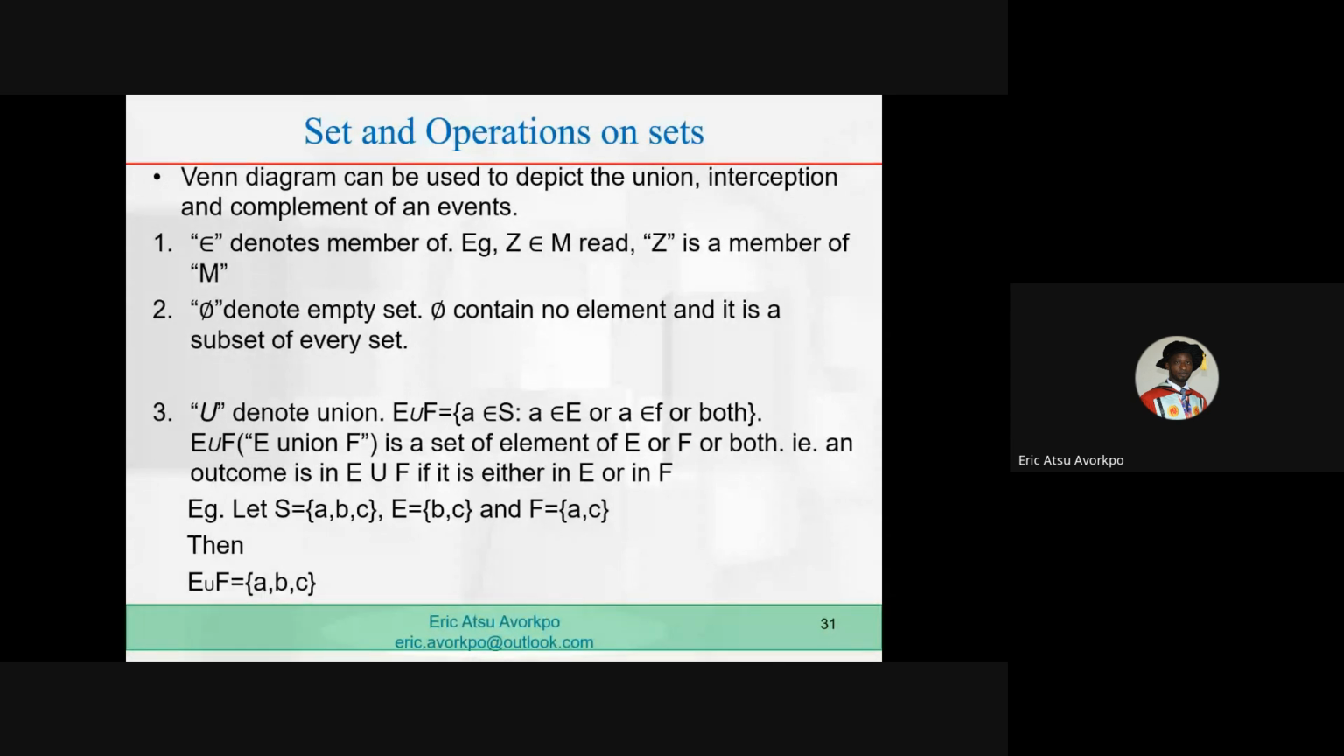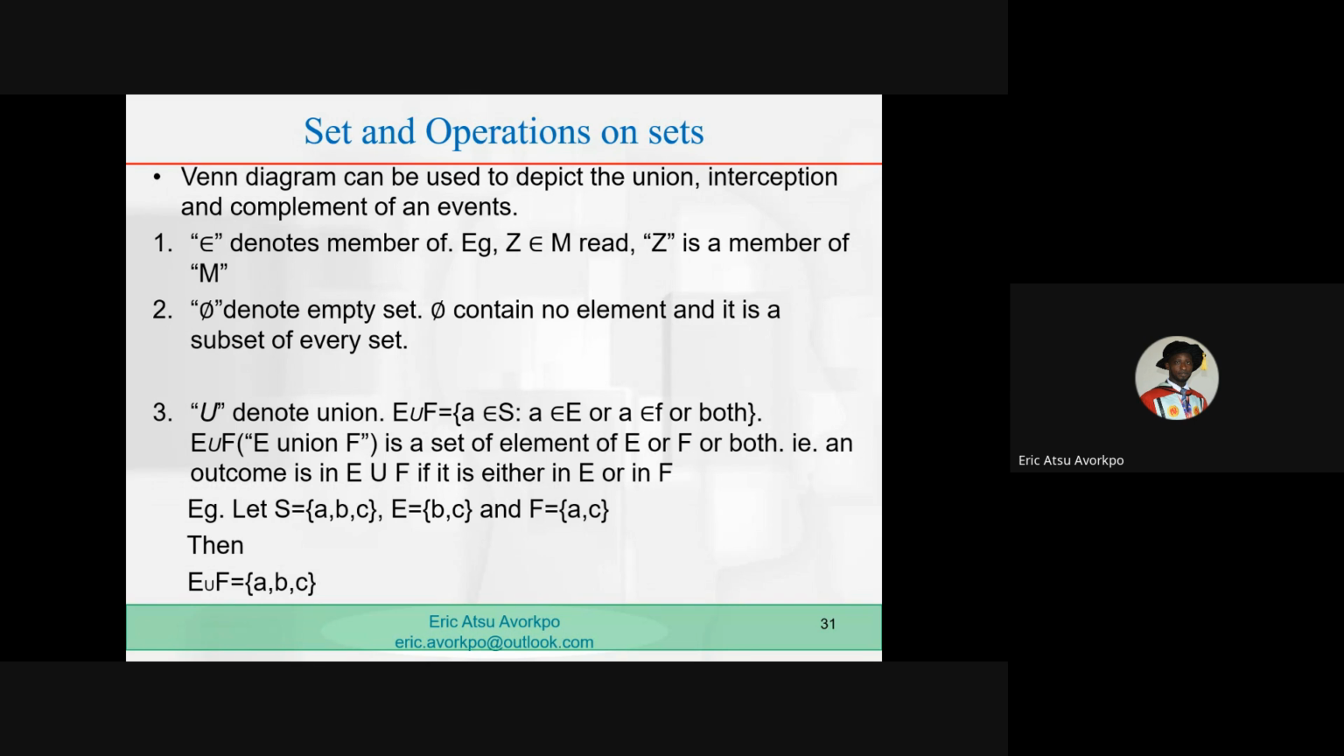When we use the symbol ∅, which is called phi, it simply means an empty set. It means the set that contains nothing, zero elements or no element. That set is called a null set. It contains no element and it is a subset of every set. In fact, that is the very uniqueness of a null set. A null set is part of every set that you talk about.